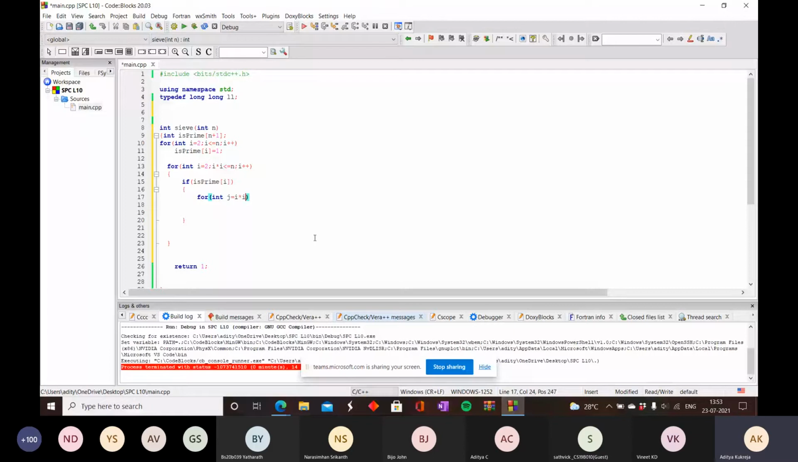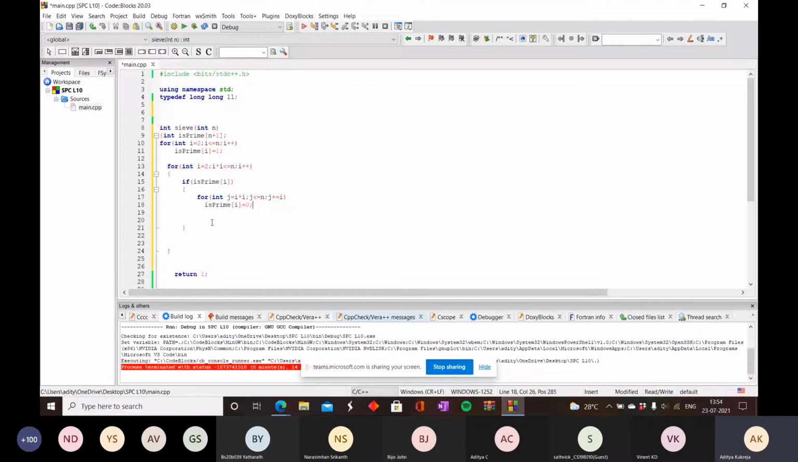So j equal to i into i, and j should go until j is less than or equal to n, and j plus equal to i, because now we're checking the multiples of i. So we have to increment j by i every time. That would give you the multiples. And you have to then make isPrime equal to 0. That means whenever you encounter a multiple, you have to cross it out. So that's what we're doing by assigning it the value of 0.